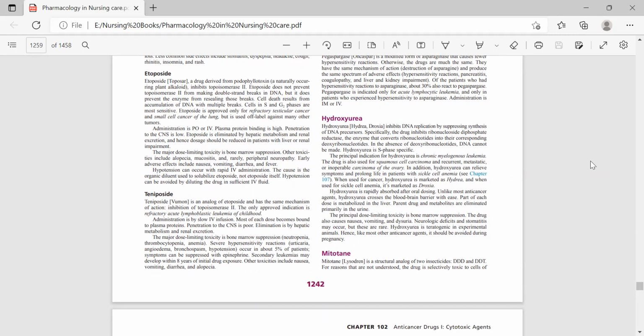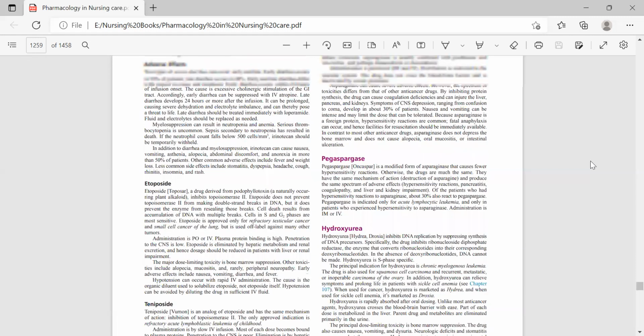The other drug is teniposide, which is very similar to etoposide in the mechanism of action, that is the inhibition of topoisomerase 2. Its only approved indication is refractory acute lymphoblastic leukemia of childhood. Administration is by slow IV infusion. Plasma protein binding is enormous. CNS penetration is poor. Elimination is by hepatic metabolism and renal excretion. Adverse effects are bone marrow suppression, hypersensitivity reaction, and secondary leukemias may develop within 8 years of initial drug exposure. Other toxicities include nausea, vomiting, diarrhea, and alopecia.